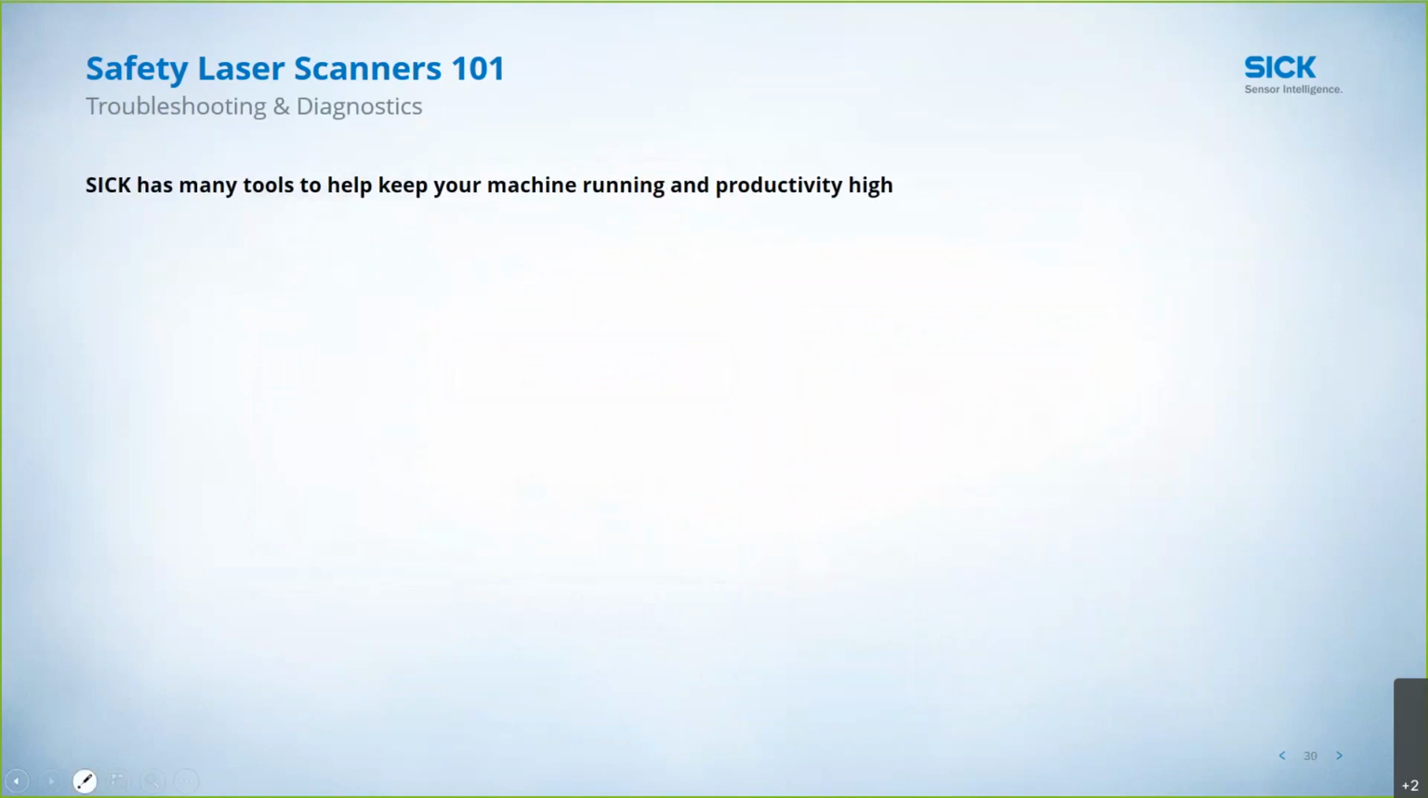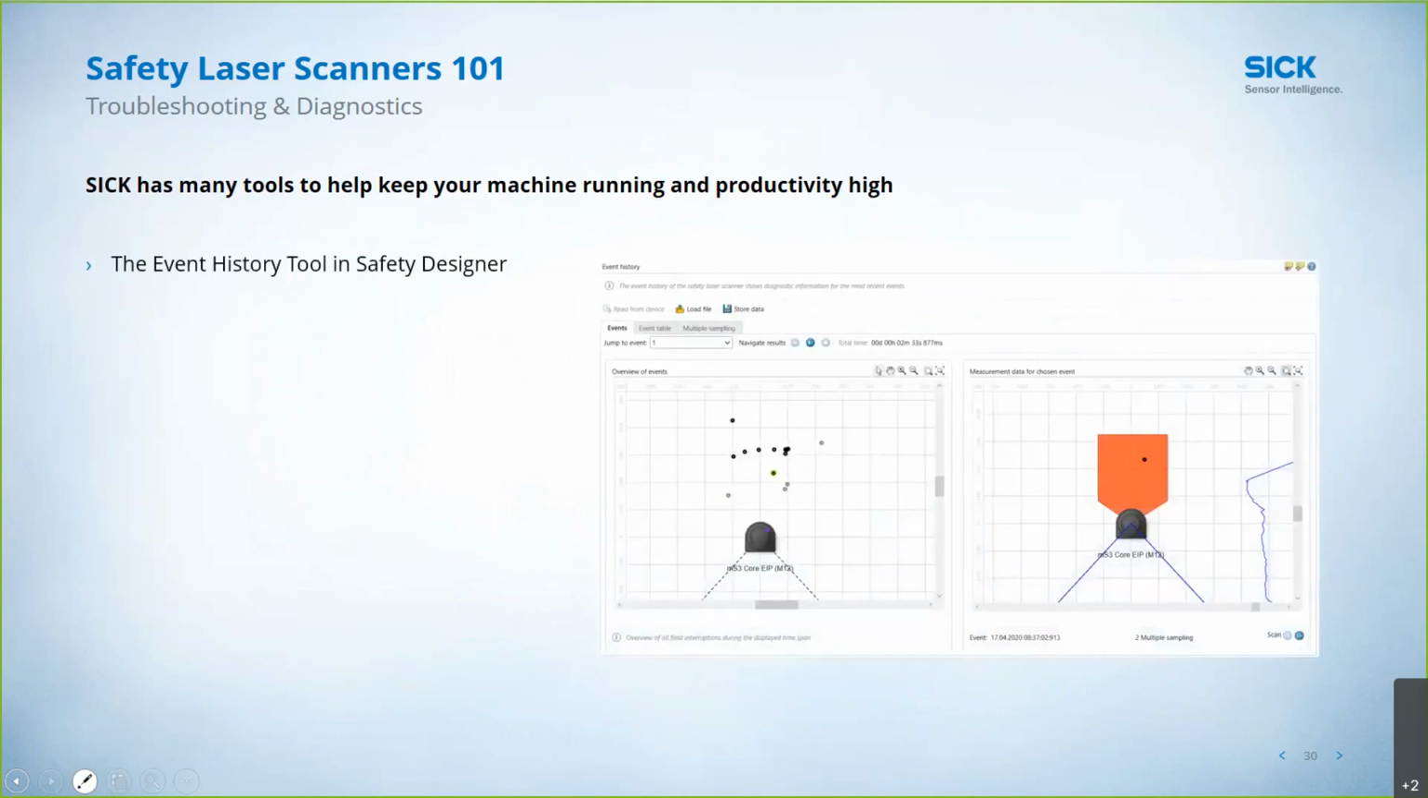So kind of in summation here, SICK has many tools to help keep your machine running and productivity high. These are just a few of those things. I think a few of the things that I like to focus most on, especially for troubleshooting and diagnostics of safety scanners. So we talked about the event history tool and Safety Designer. This would usually be my first place I would go when trying to resolve false trips.